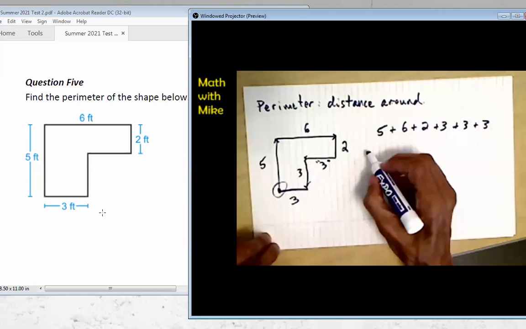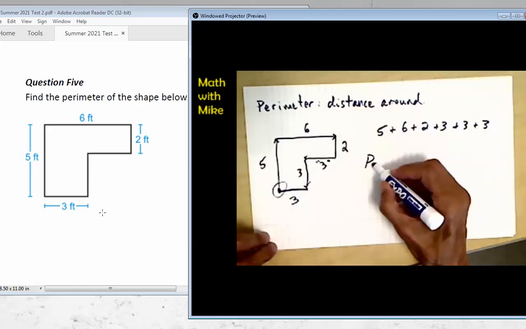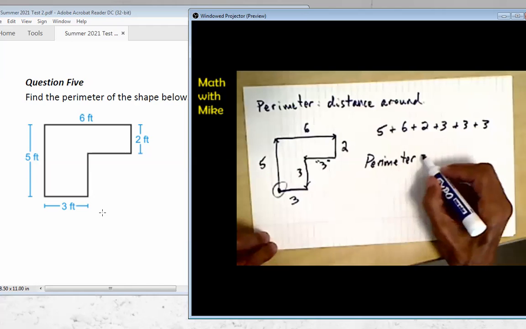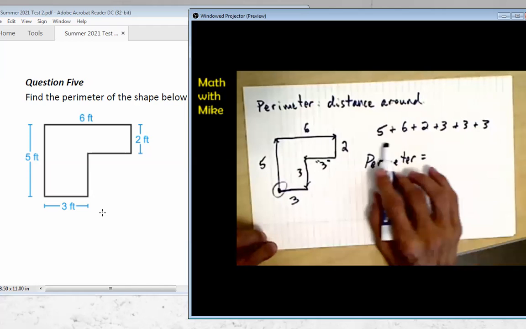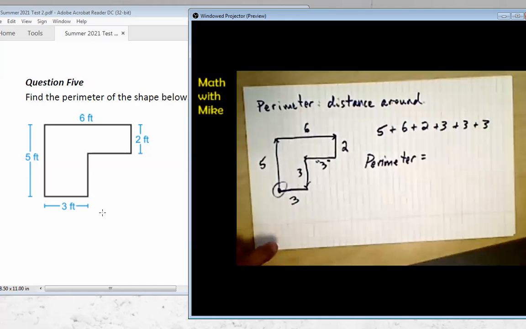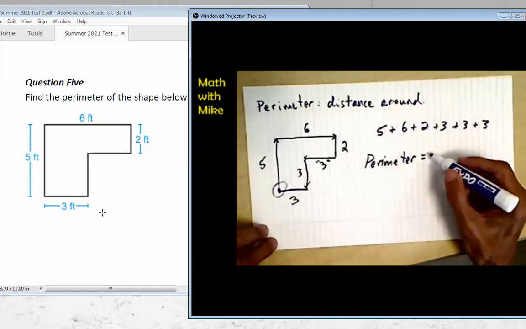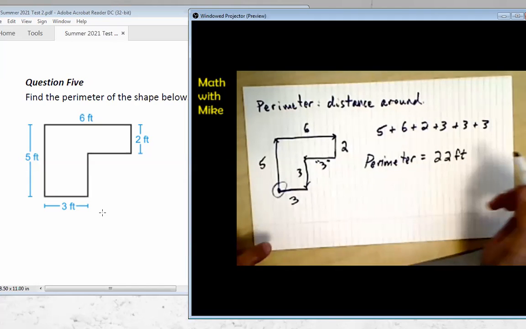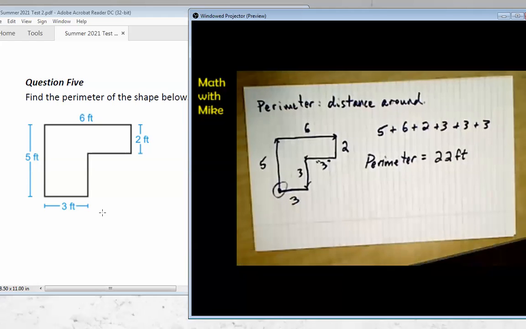Okay, so you add these up, and this will give what the perimeter is going to be. The distance all the way around. So 5 plus 6 plus 5 plus 6. Okay, so what are we looking at here? Good, 22. And include FT for feet because they are given in this particular question. Okay, so that takes care of that one.